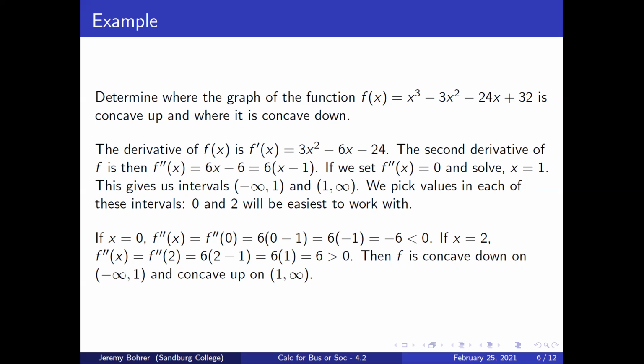If x equals 0, then f double prime of 0 is 6 times (0 minus 1), which is 6 times negative 1, which is negative 6, which is less than 0. If x equals 2, f double prime of 2 equals 6 times (2 minus 1), which is 6 times 1, which is 6, which is greater than 0. Then f is concave down on negative infinity to 1 and concave up on 1 to infinity.